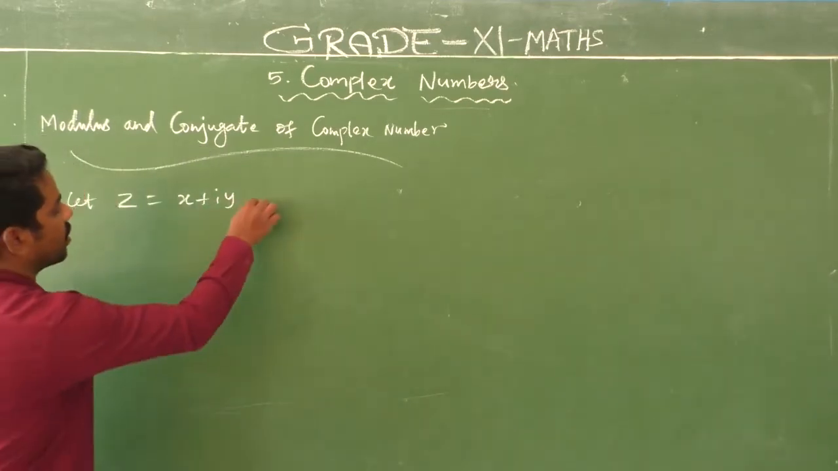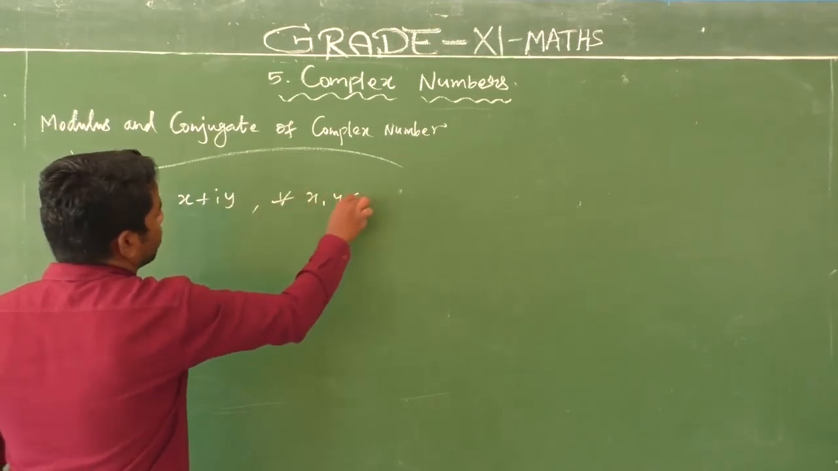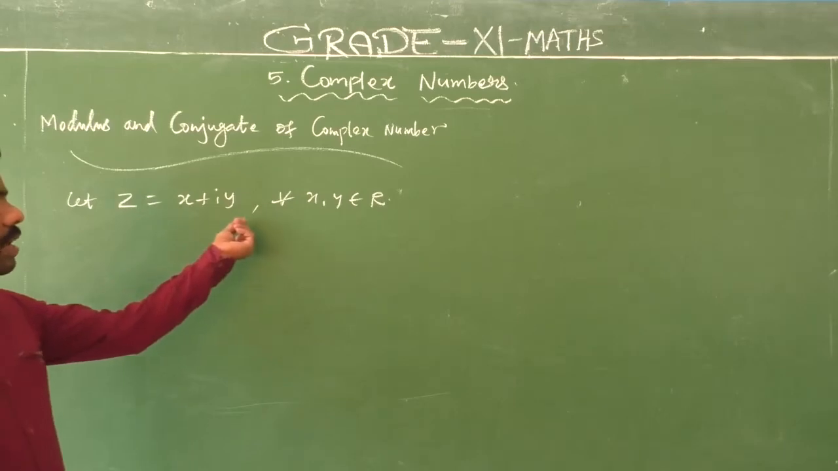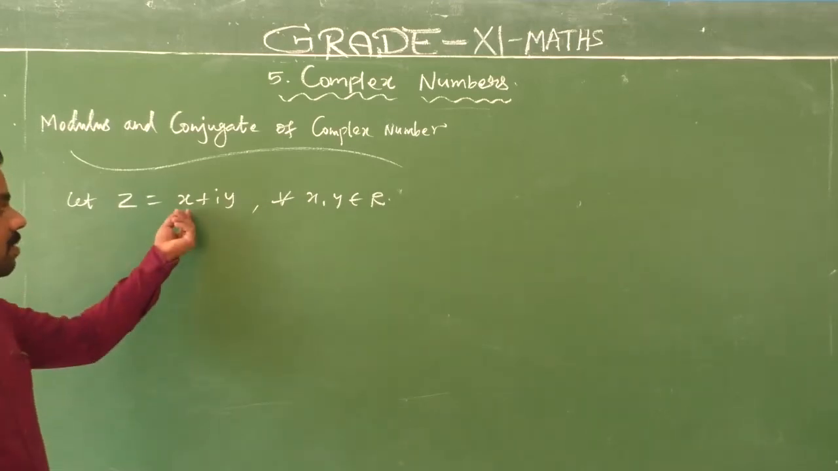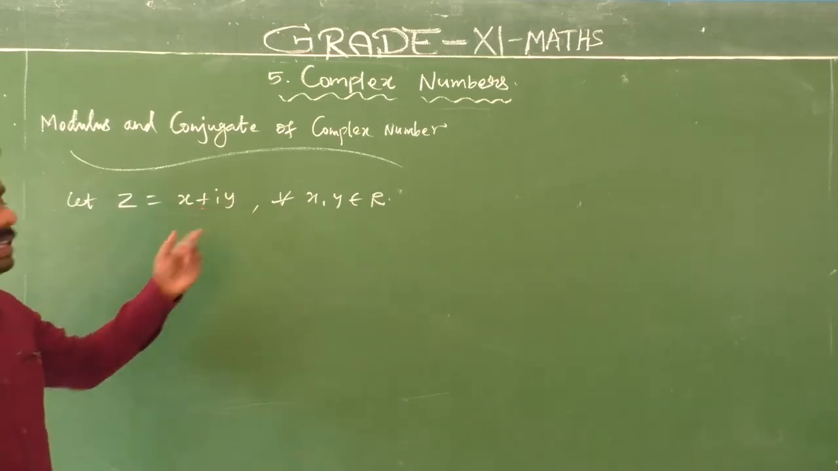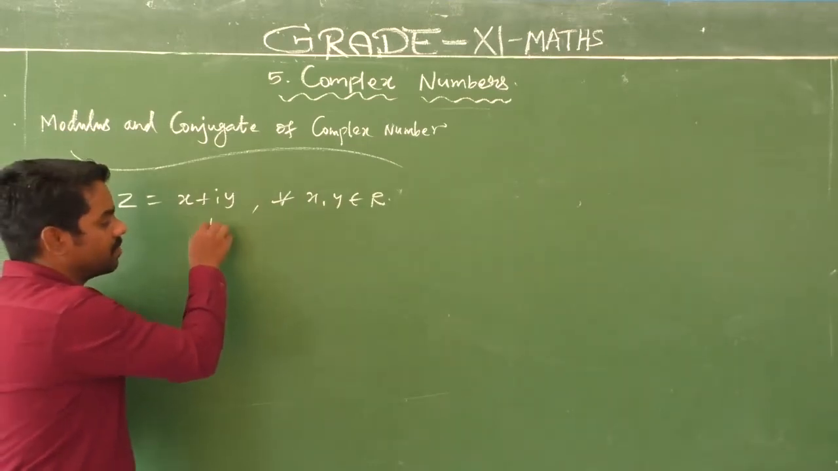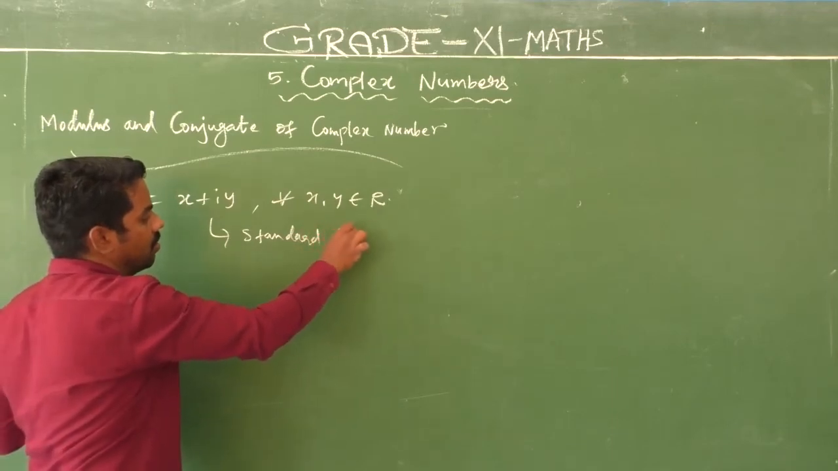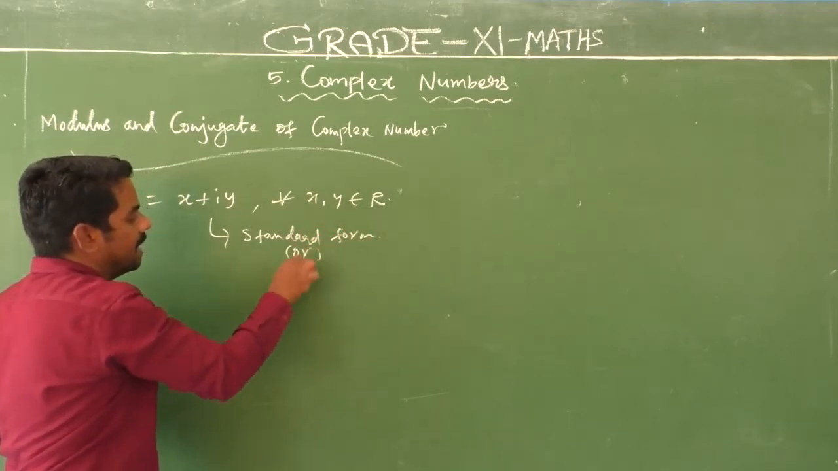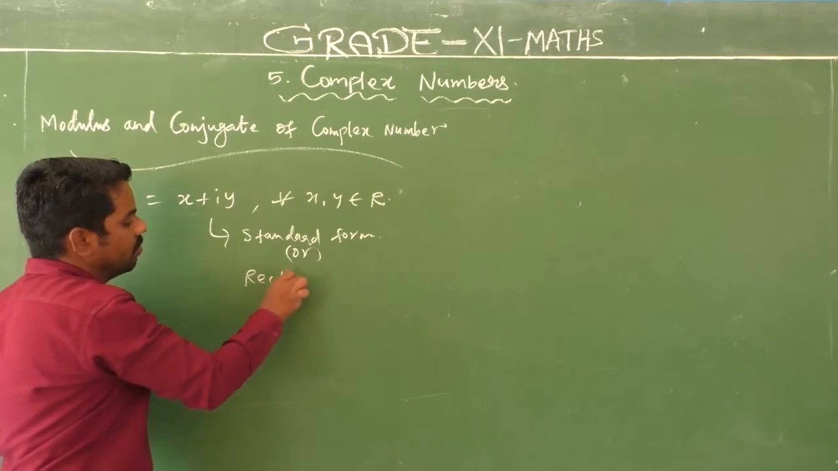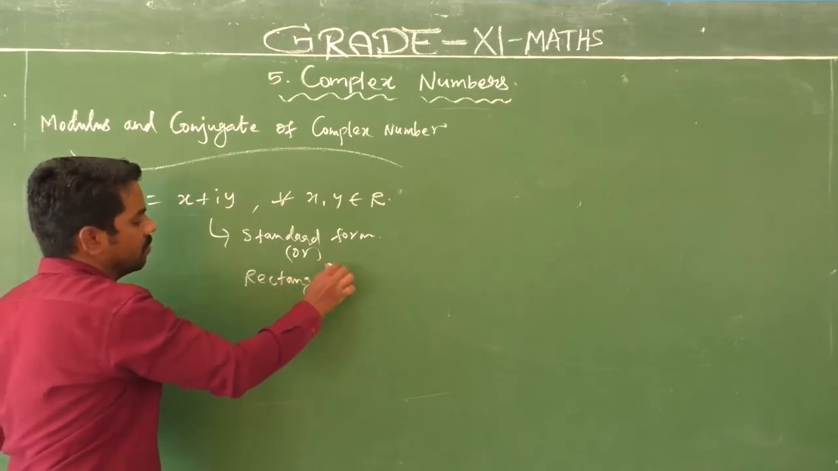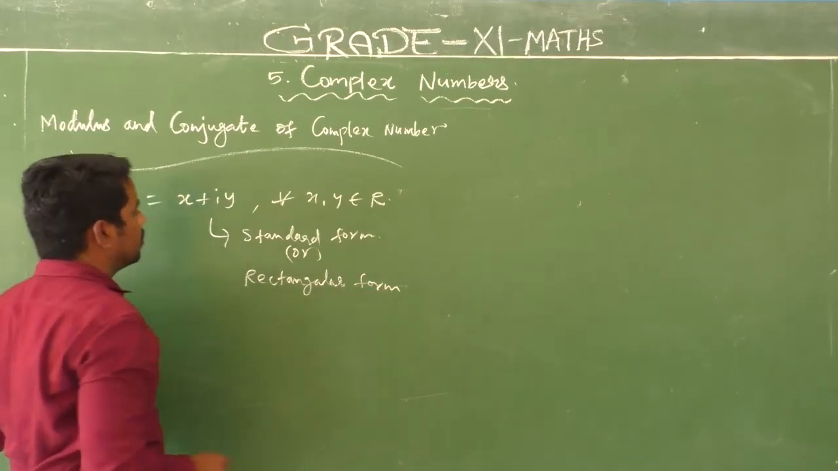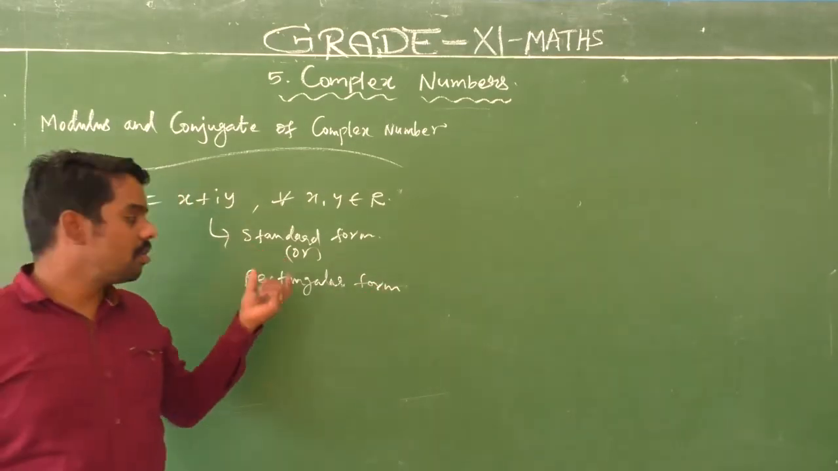Here x and y are real numbers. x is one real number and y is a real number. How do you know x plus iy is a standard form? This is standard form, or rectangular form. This form is read as standard form or rectangular form.